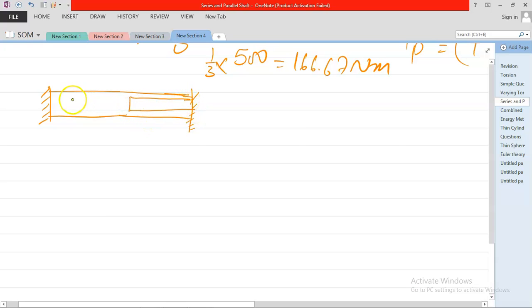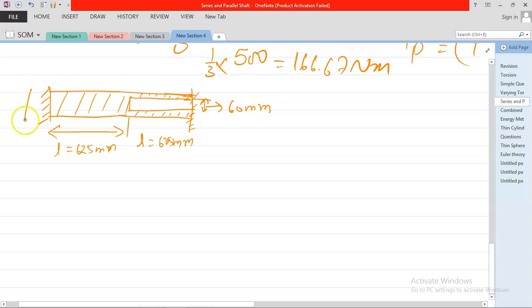I hope you get it. So I got TP. Now what will be TQ? TQ is equal to 1 by 3 T. And T is given as 500 Newton meter. If you subtract, TQ is 166.67 Newton meter, and your TP would be 333.33 Newton meter. So does anyone have any problem in this question?